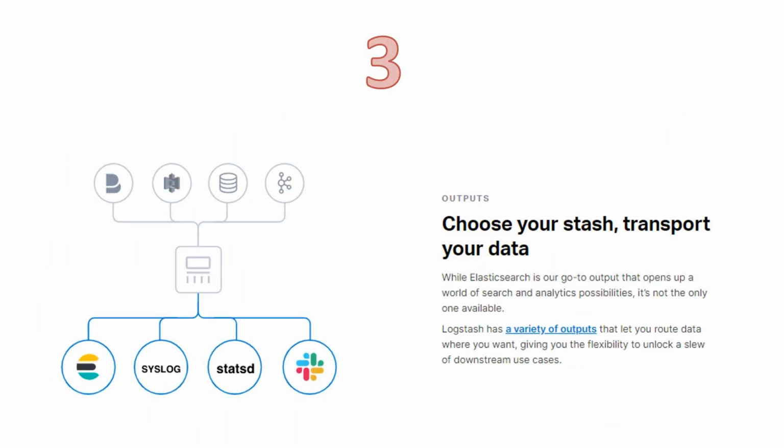Output can be anything. It can be console, stdout, syslog, Elasticsearch. You can send it to the cloud also, some cloud like AWS. So choose your output, transform your data and so on. While Elasticsearch is our go-to output, that opens up a world of search and analytics possibilities. It's not the only one available; a variety of outputs are available.